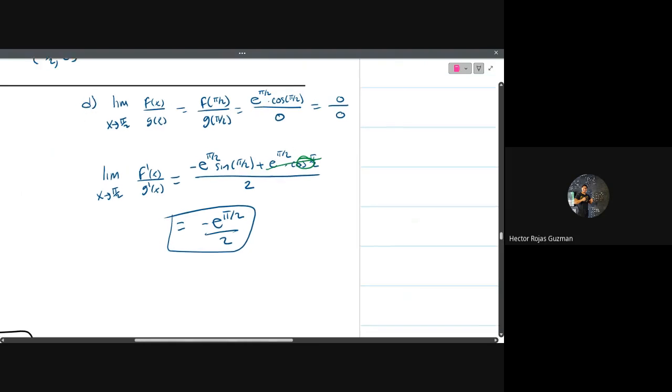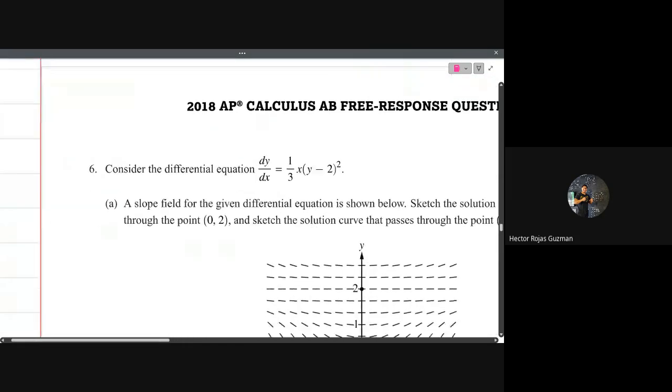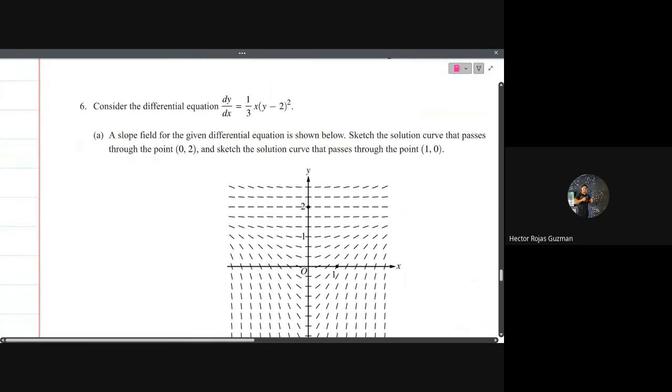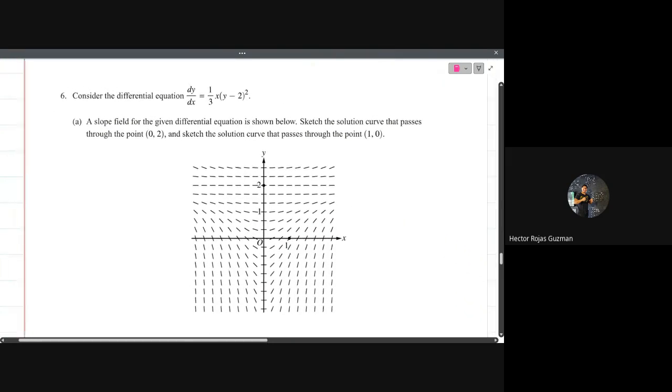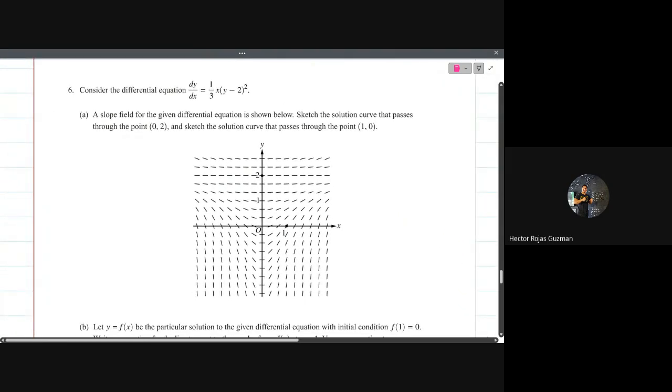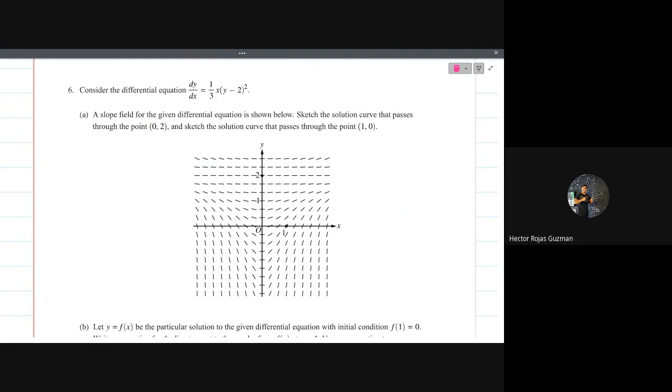All right. One more question. I think we can finish. Okay. I'm not going to read the question just to get it over with. But here they want us to sketch some solutions. Here's the first solution through the point 0, 2. Just follow the slope field. Here's the second solution through the point 1, 0. Just a rough sketch.